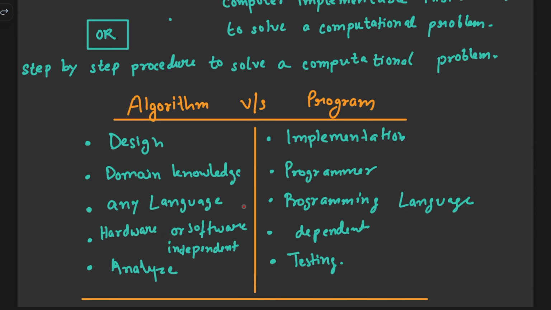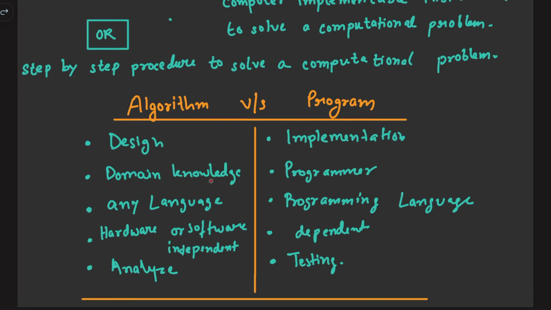So suppose I explain the steps to find the largest number in an array, but when I write those steps in Java, Python or C++, it becomes a program. So we always design the algorithm first, then implement it using a programming language. So we can find the following points as the difference. First is design, second the knowledge, domain knowledge.